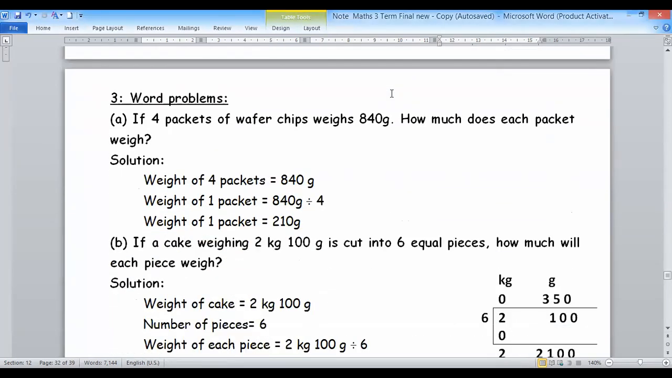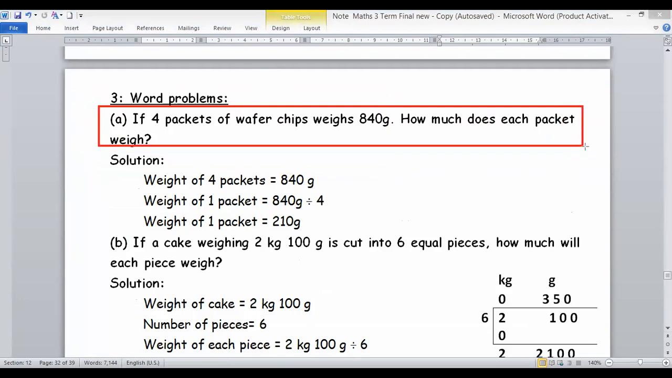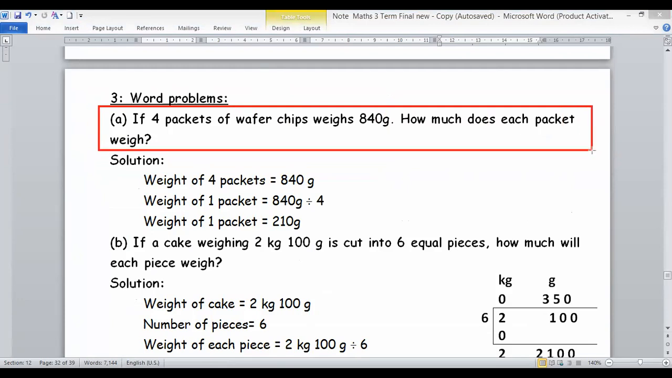Dear students, in question 3, we have some word problems. In these word problems, we are going to find the weight of a single thing or each thing when the weight of more than one object is given. Look at the statement of the first one. If 4 packets of wafer chips weigh 840 gram, how much does each packet weigh?